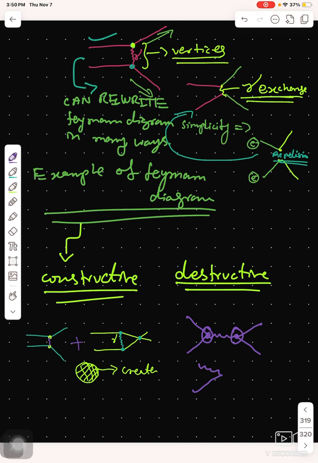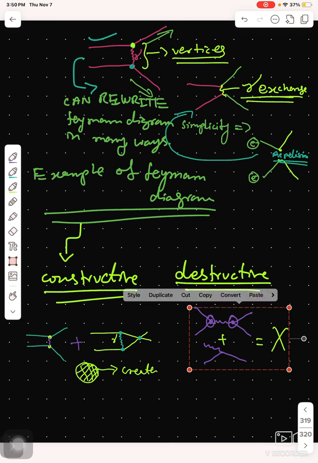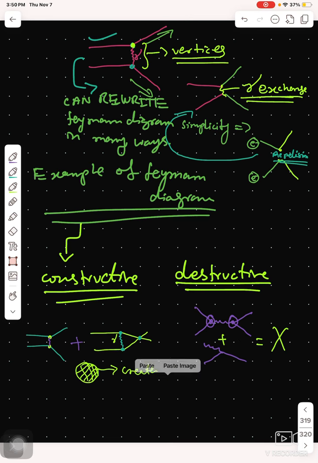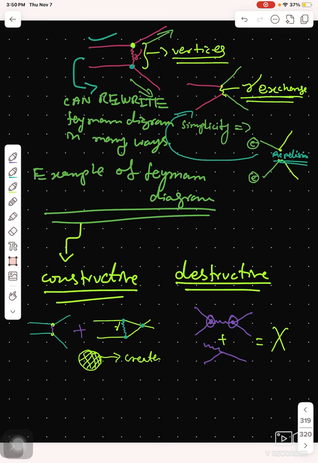This one, this, and this. Sorry, not this, and this. So they could add up as well to give nothing. This equals nothing. So this is the destructive sum. Okay, so these are examples of Feynman diagrams.